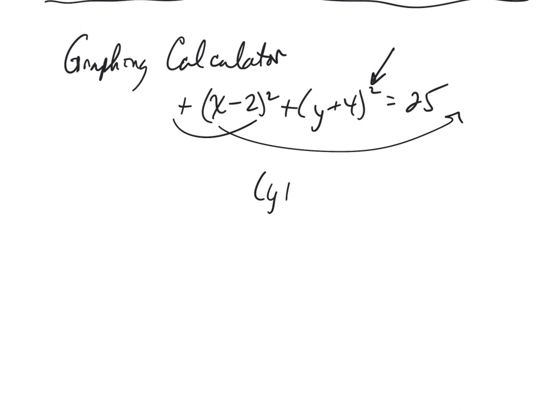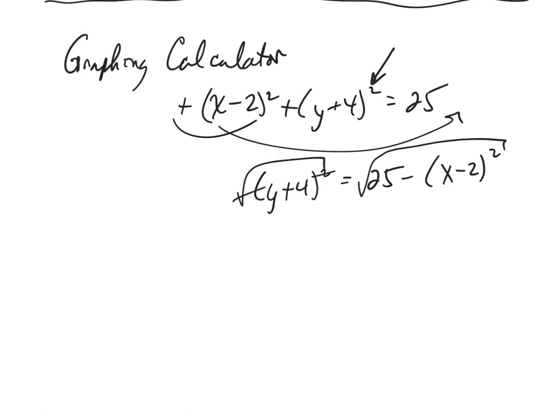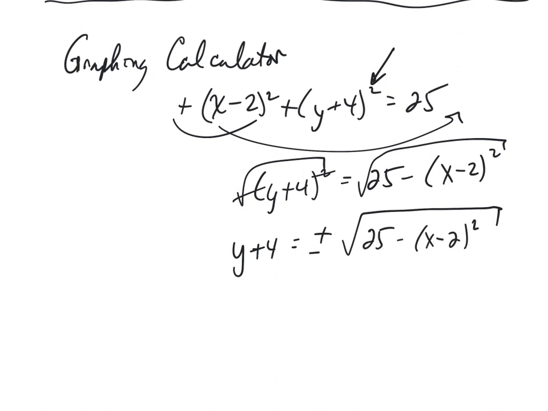So this would then be y plus 4 squared is equal to 25 minus, now in parentheses, x minus 2 squared. Then we'll have to get rid of a power of 2 by taking the square root of both sides. But remember, whenever we take a square root, plus or minus, so we'd have plus or minus the square root of 25 minus x minus 2 squared. And then I'd have to move this plus 4 to the other side by subtraction.